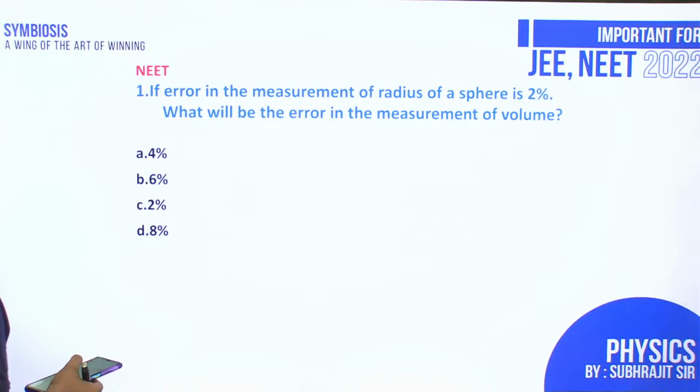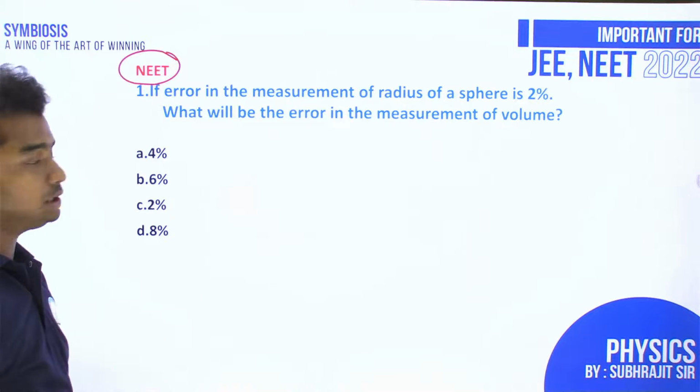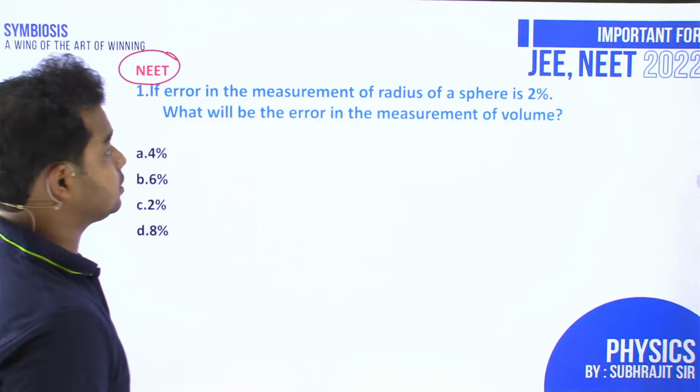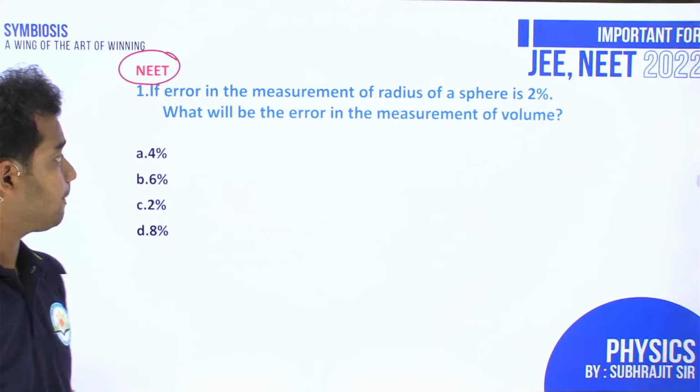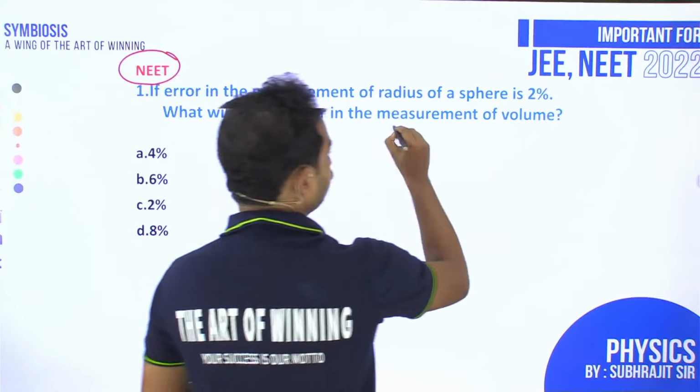Now everyone do this question. Question number 1. You see the question number 1. This is a previous year NEET question. If the error in the measurement of the radius of a sphere is 2%, what will be the error in the measurement of volume?